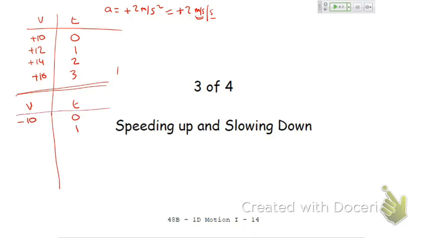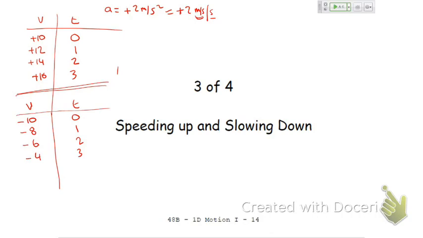And at 1, I'm going at minus 8. And then 2, minus 6. And then 3, minus 4. Am I speeding up or slowing down? I'm slowing down. My speed is getting less and less and less. So now positive acceleration gave me a slowing down. So positive acceleration sometimes gives you a speeding up, and sometimes gives you a slowing down.